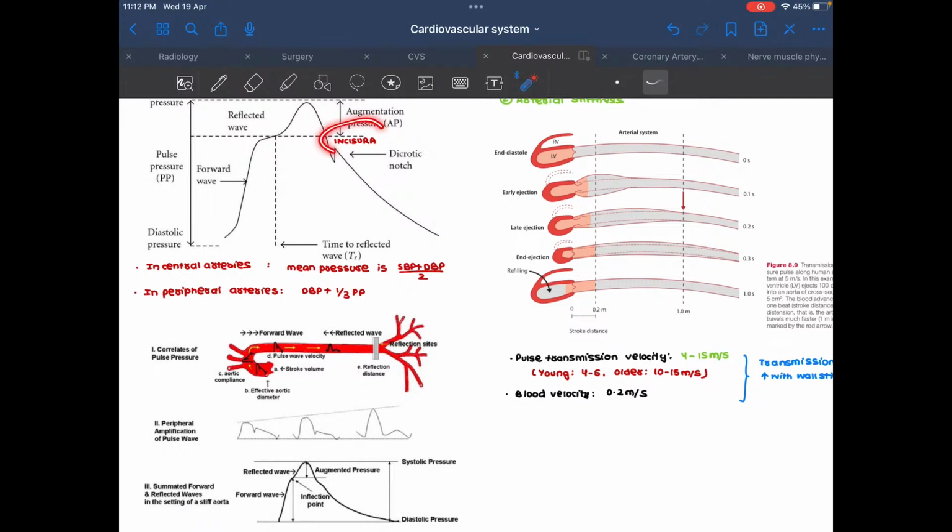Why do I see an incisura and a dicrotic notch? That is due to the closure of the aortic valve. I might see an incisura and the dicrotic notch. Okay, I hope that's clear.